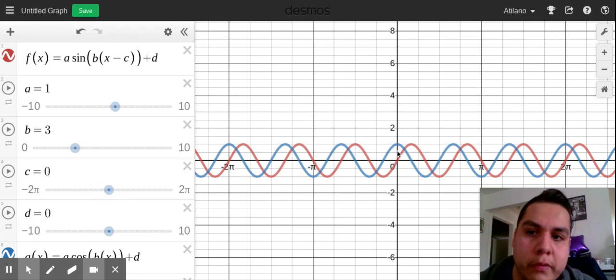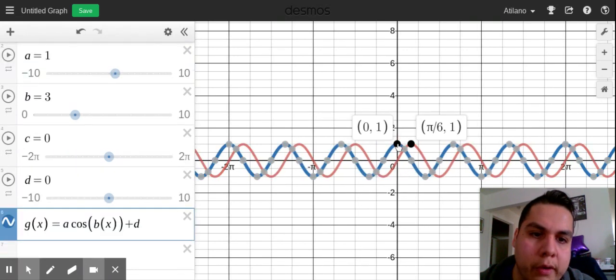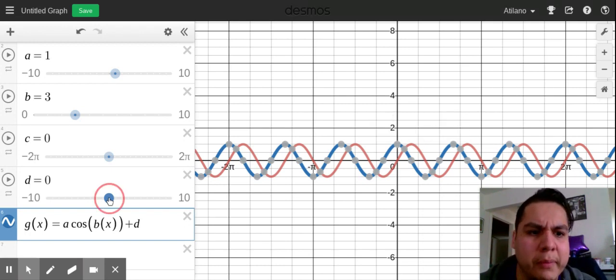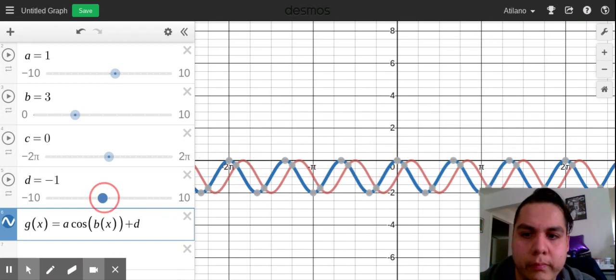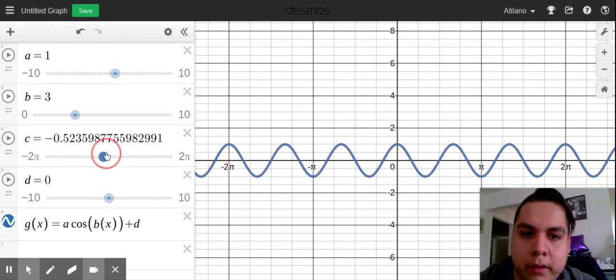If I want to move this back over here, I would have to add, because I needed to move to the left. Hopefully that was left. I'm not sure how the camera works for you guys. Psych, that's the wrong number. I would need to move it to the left, pi over 6.